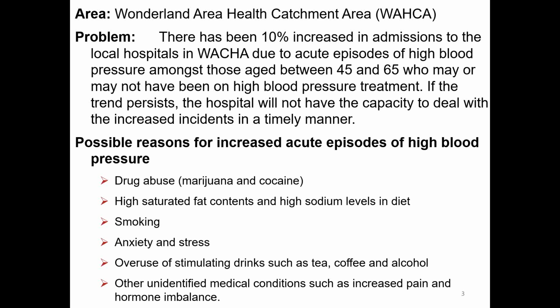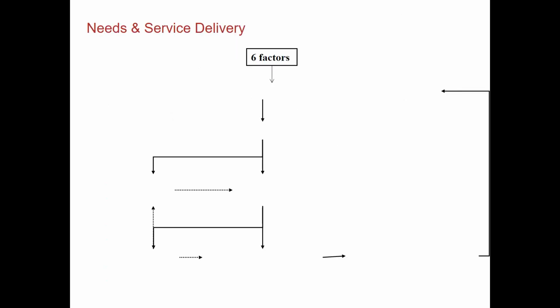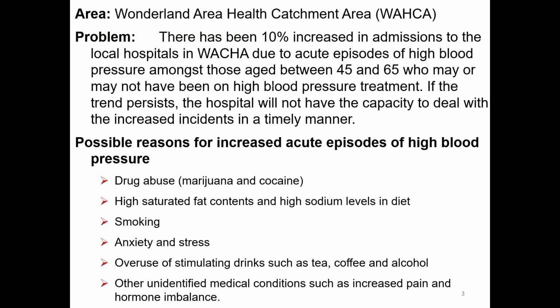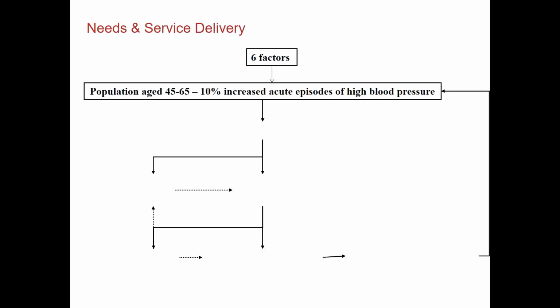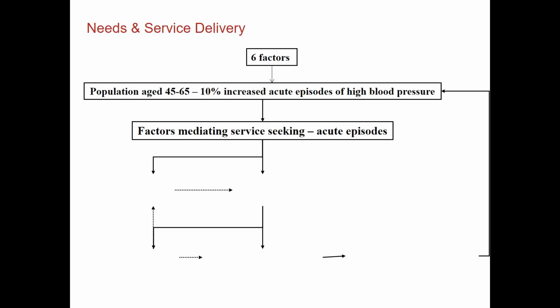So let's look at the service model diagram. We added these 6 factors, or reasons, here. These 6 reasons led to the increase of acute episodes of high blood pressure among the population aged 45 to 64. So this is the box in the original service delivery model as population needs. The reason that they are seeking the services, suddenly coming to the hospital, is the acute episodes presented to these populations.